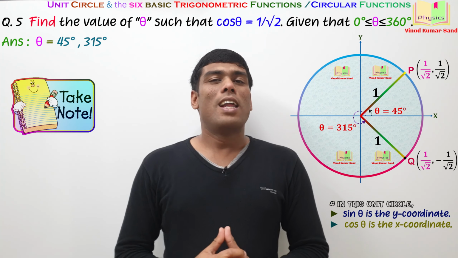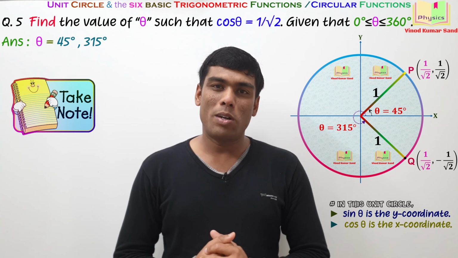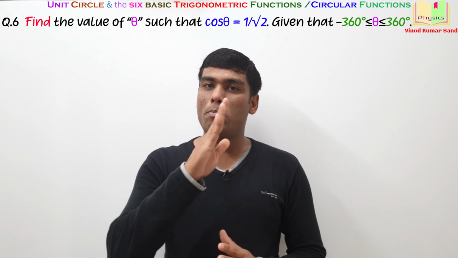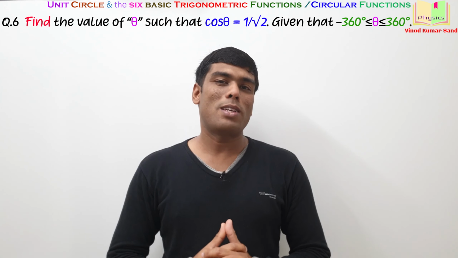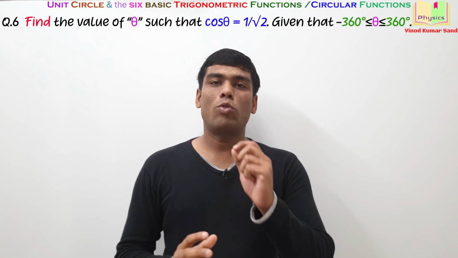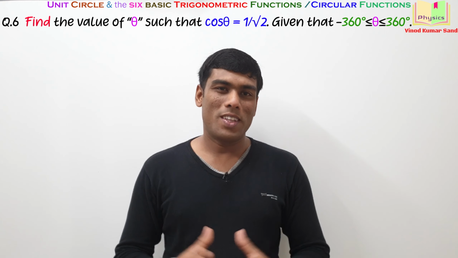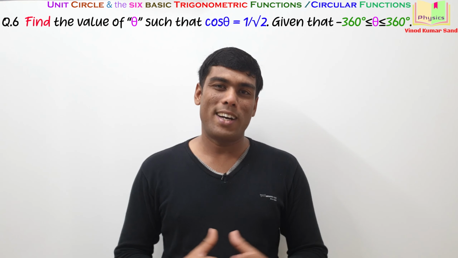Okay. Let me change the question a little bit more. Suppose the range of the angle theta is given from minus 360 degree to plus 360 degree. Then we need to obtain theta such that cos theta is equal to 1 by root 2. Now give a quick answer.